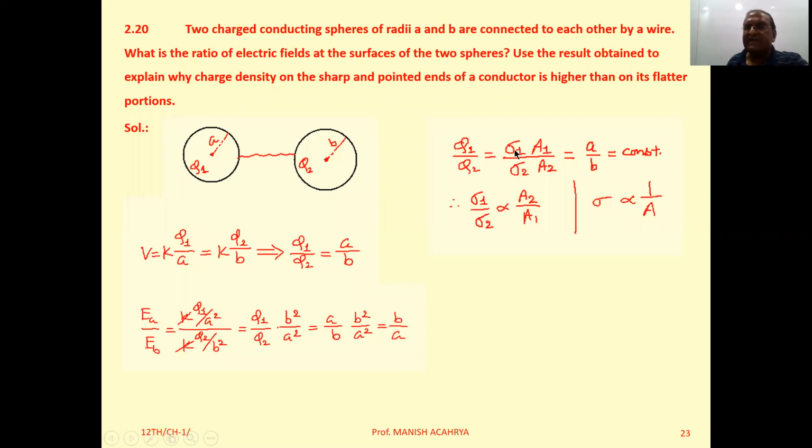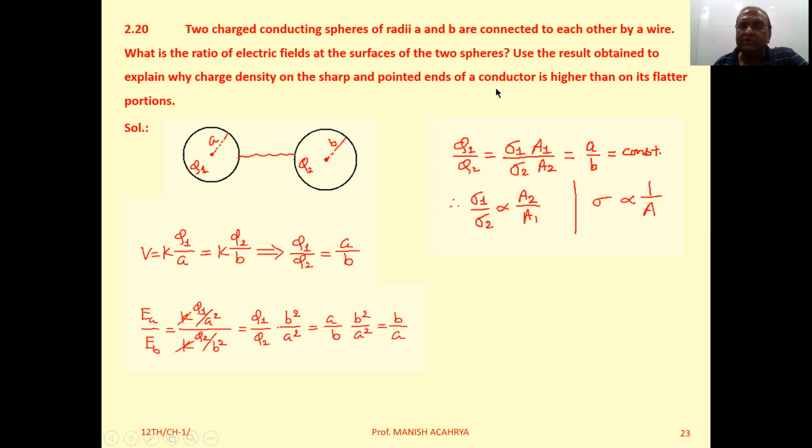sigma 1 is the surface charge density for sphere 1, and A1 is the surface area of sphere 1. Now Q2 we can write as sigma 2 A2. But Q1 by Q2 is constant, 1. So simply we can say sigma 1 upon sigma 2 is proportional to A2 upon A1. It implies that sigma is proportional to 1 upon A.